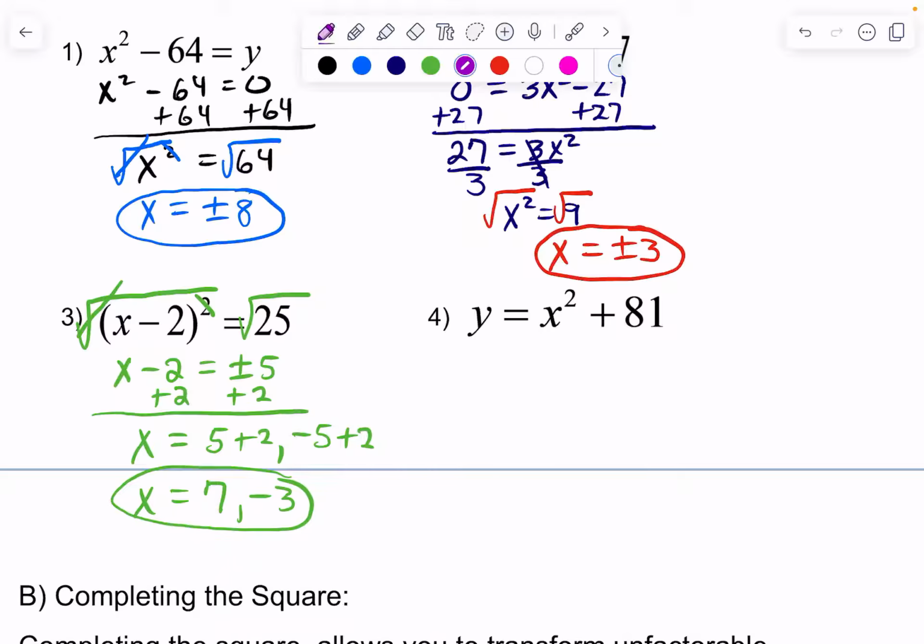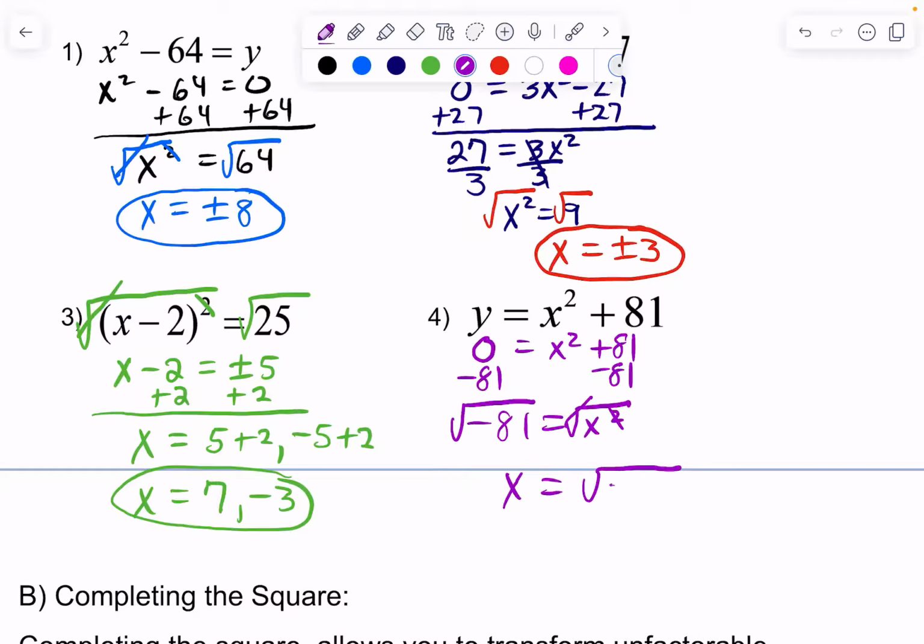And last but not least, we're going to go ahead and set y equal to 0 here. X squared plus 81, we're going to subtract 81 from both sides. And negative 81 equals x squared. We're going to go ahead and square root both sides to eliminate the power of 2. And we've got that x equals the square root of negative 81. Wait, you may be saying, hey, that can't happen.